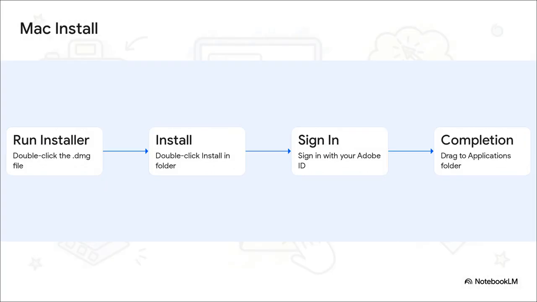And for my Mac users tuning in, your process is just as much of a breeze. You're going to double-click that downloaded .dmg file. Inside that folder, double-click Install. Your Mac might throw up a prompt asking if you want to allow the installation. Just go ahead and say yes. Then sign in with your Adobe ID. You might get a quick prompt to drag the Creative Cloud icon into your Applications folder. And just like on Windows, once it's done, the desktop app opens right up and you'll see that iconic little logo resting up in your top menu bar.